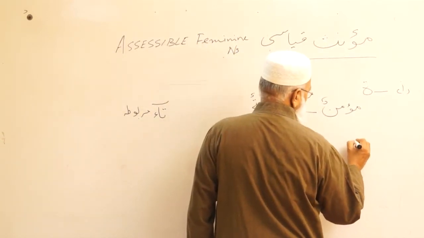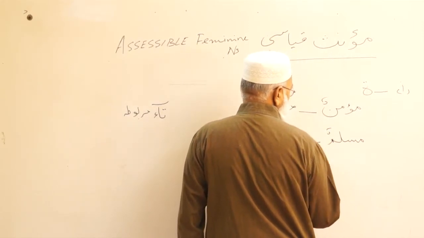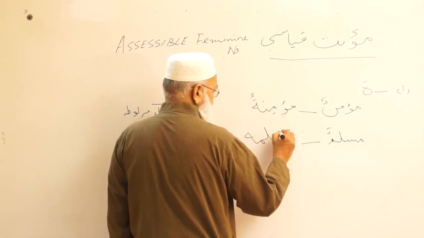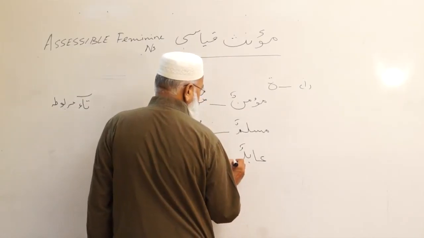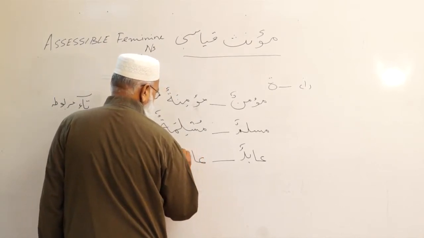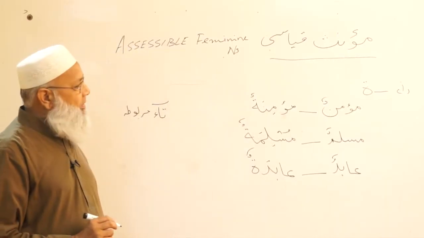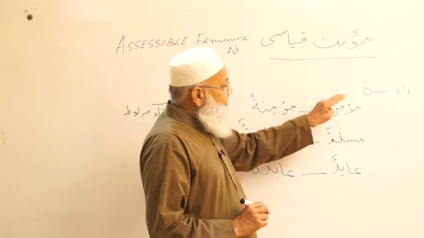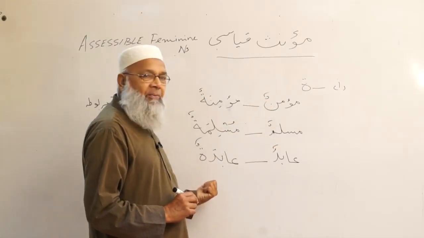Muslim is a Muslim man, and Muslimatun is a Muslim woman. Abid is a worshipping man and Abidatun is a worshipping woman. So these are examples where you have a masculine form here and a feminine form here.